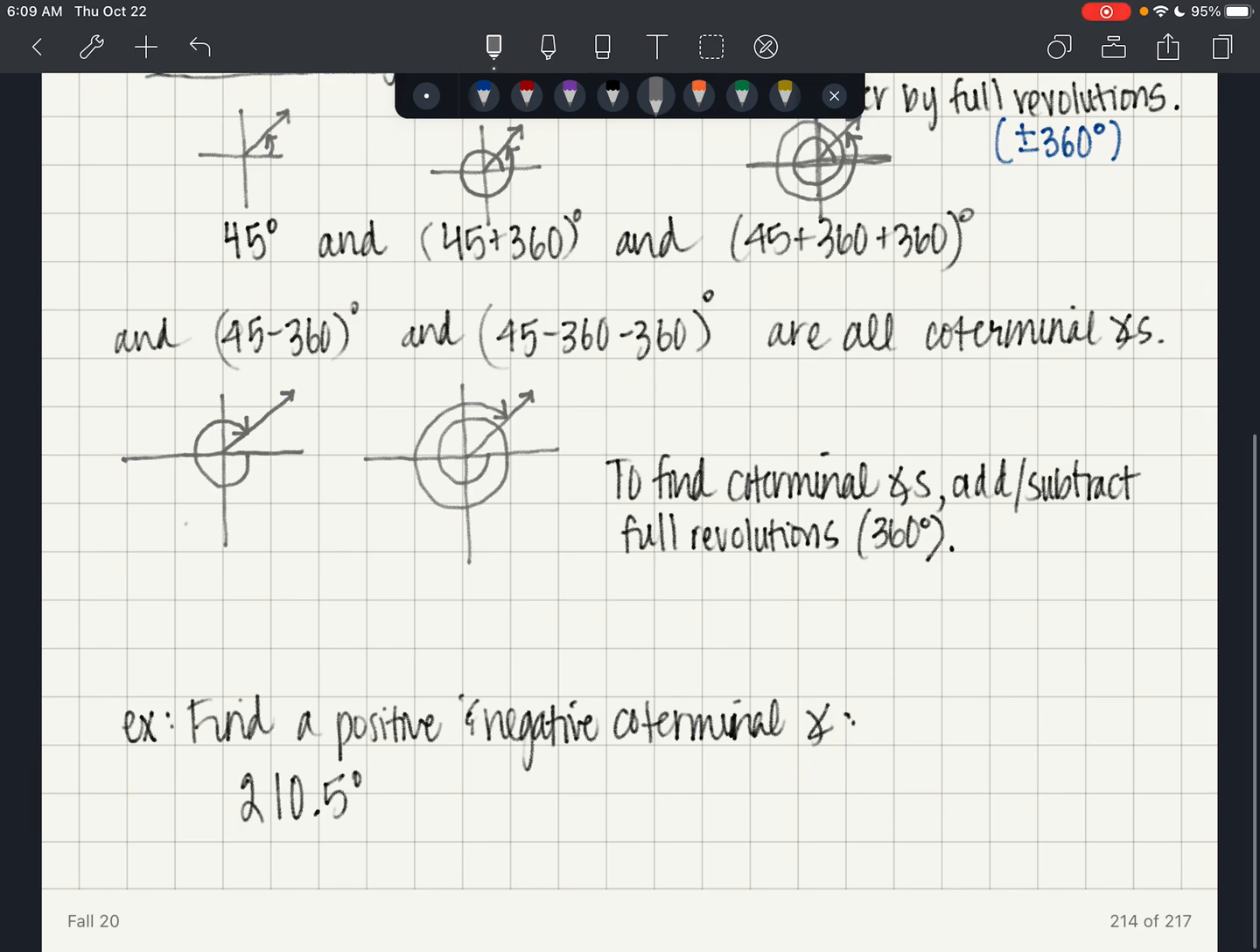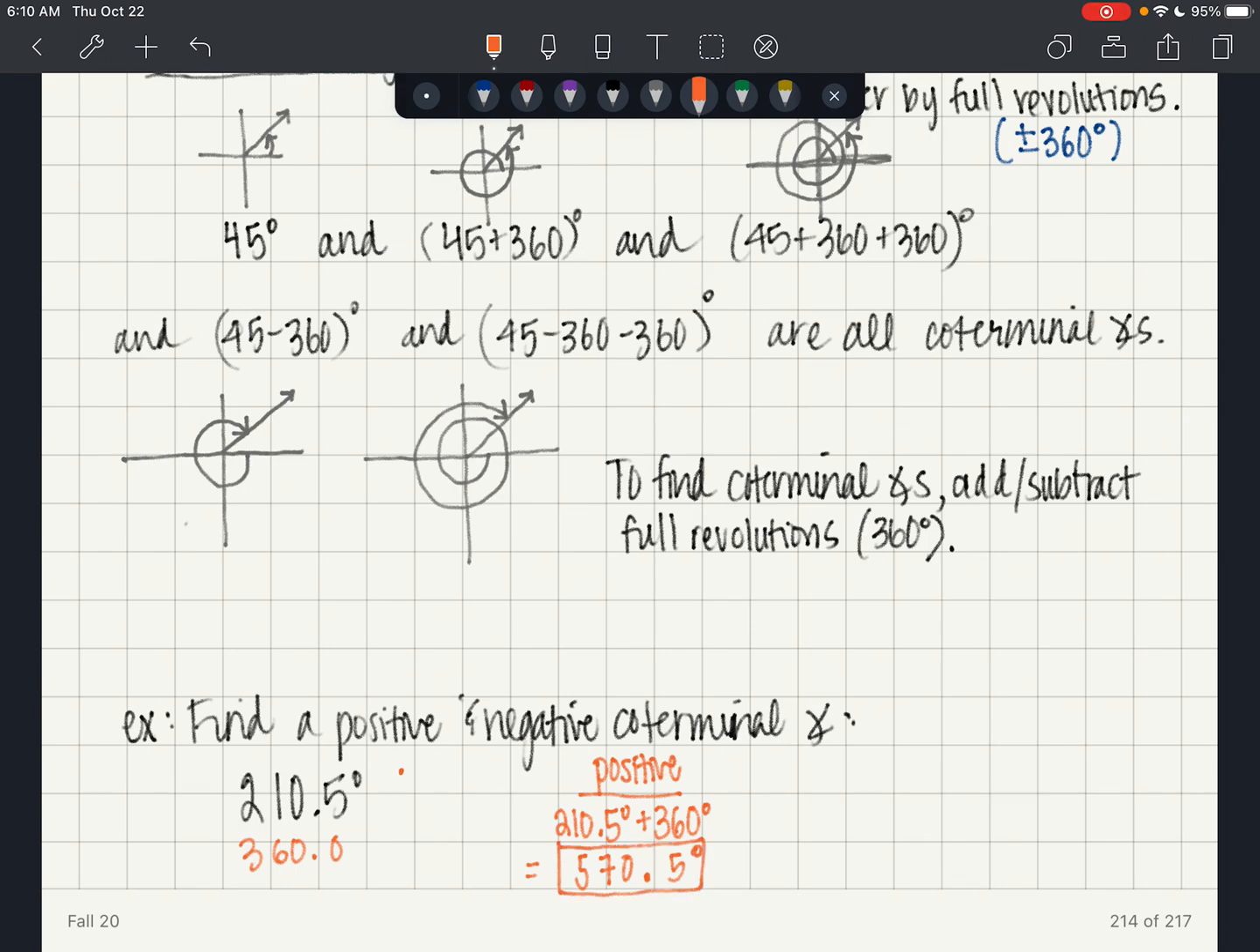Here's an example. Find a positive and a negative coterminal angle for 210.5 degrees. To find a positive coterminal angle, we're going to take 210.5 degrees and we're going to add 360 degrees. And when we add those two angles together, we get 570.5 degrees. Do not forget your degree mark.